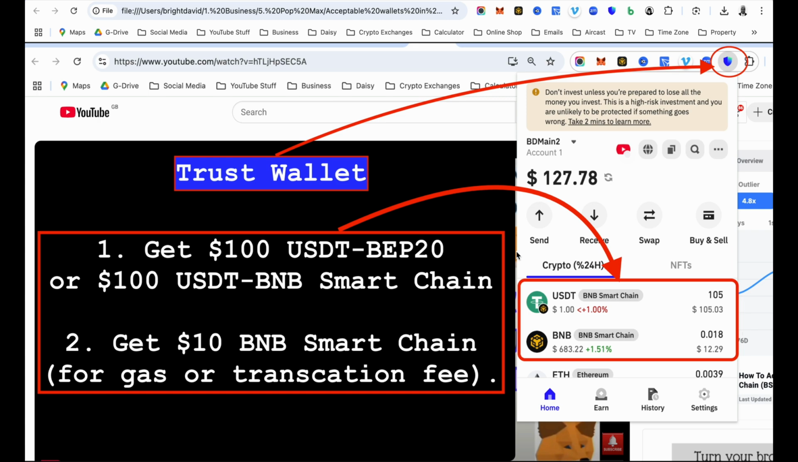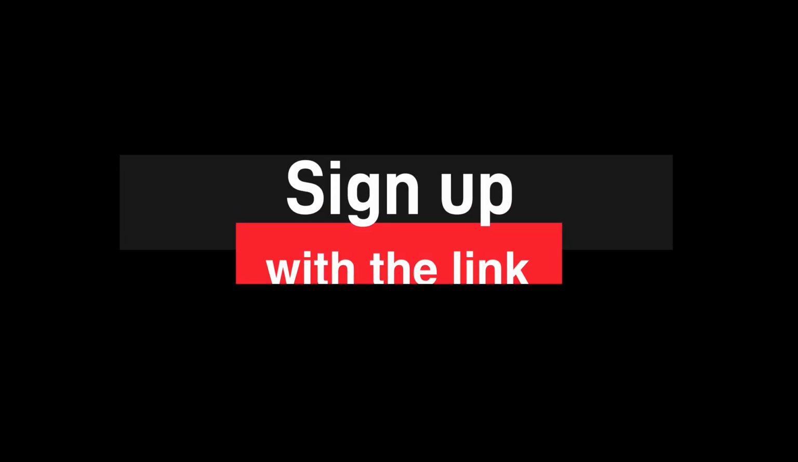As you can see from this screenshot I took, this Trust Wallet, a decentralized wallet, is what I am recommending for people to use. You can use either Trust Wallet, MetaMask Wallet, or SafePal Wallet to get started with PopMax. And you need to have this money already in your wallet before you attempt to start registering with the link below this video description, guys.